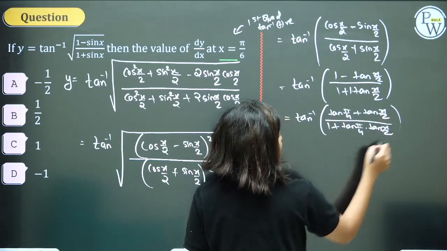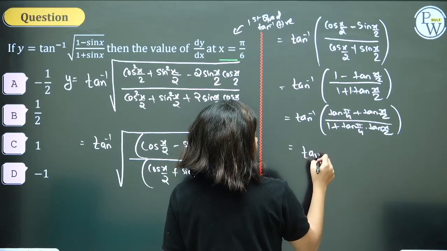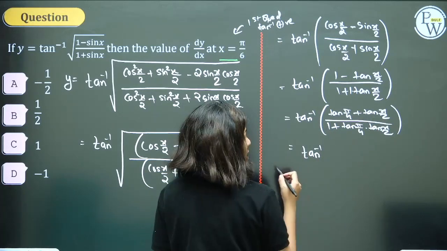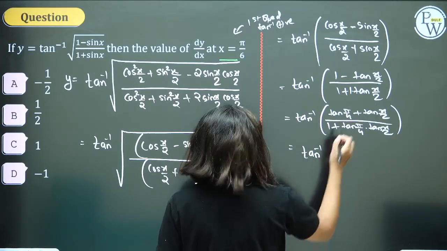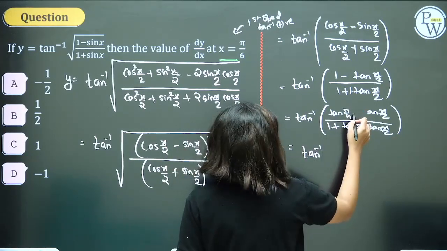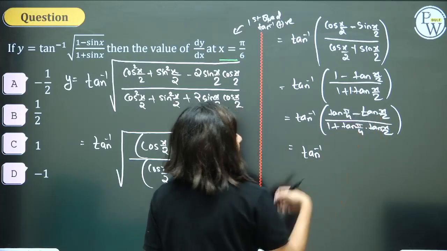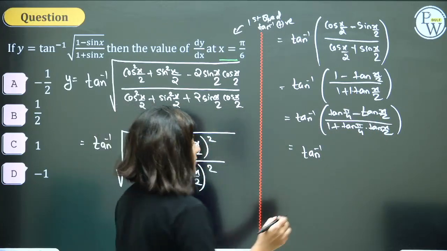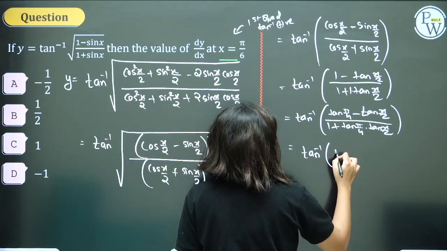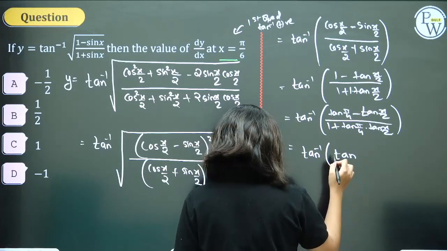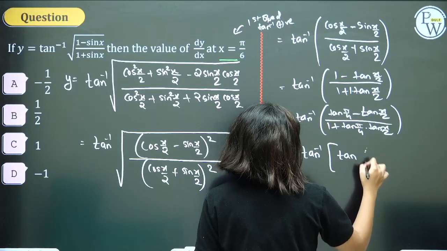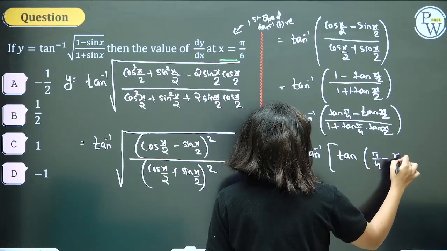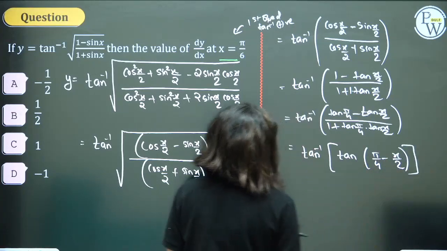Again, this turns out into a formula. What formula? Tan a minus tan b upon 1 plus tan a tan b is a formula of tan a minus b. A minus b, right?